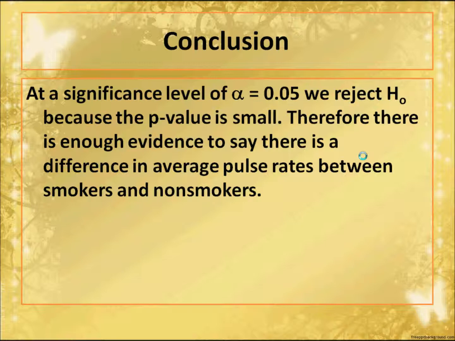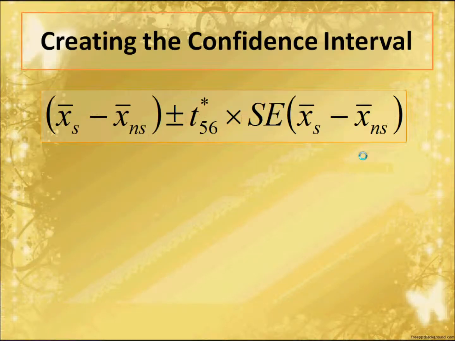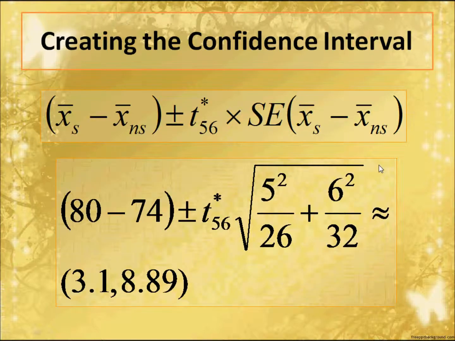Well, now we have to answer the second question, and to do that, we're going to create a confidence interval. So here we have the mean difference, the difference between the average smoker minus the average of the non-smokers, plus or minus t star of 56 times the standard error. When I plug everything in, what I get is 3.1 and 8.89. This section, again, I'll show in a separate video with how I did it with a calculator.